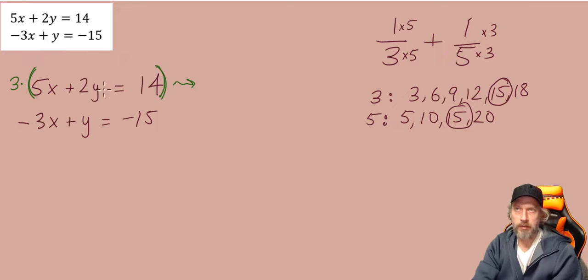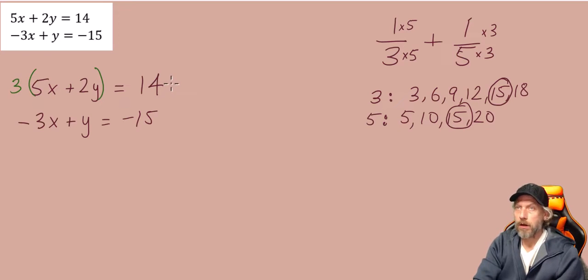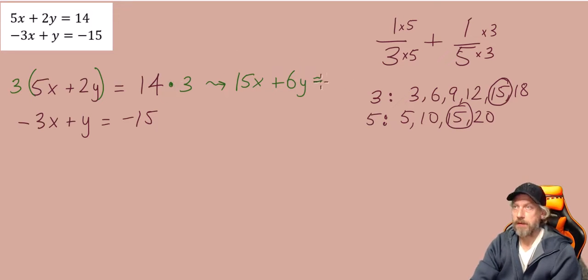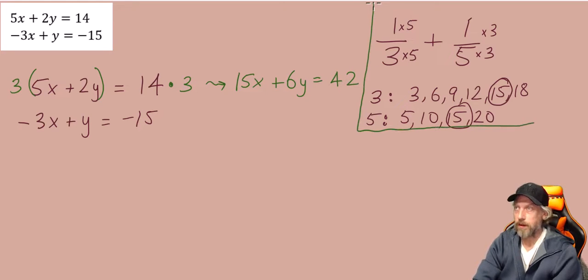Let's write it in a little bit of a more responsible way, I think. And so let's say all the terms on the left side need times 3, and all the terms, which is just 14 on the right side, need a times 3. Okay, I like that a little bit better. So let's distribute. 3 times 5x makes 15x. 3 times 2y makes 6y. And then equals, on the right side, 14 times 3 is 42.